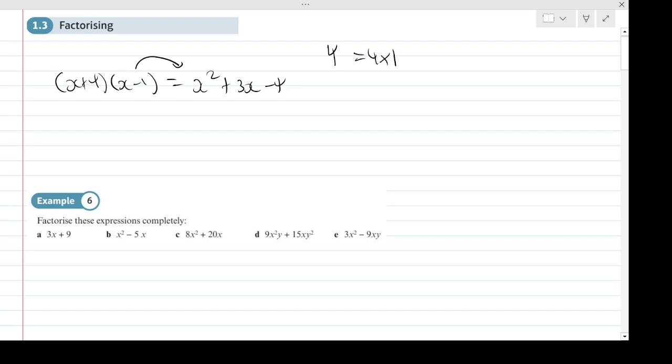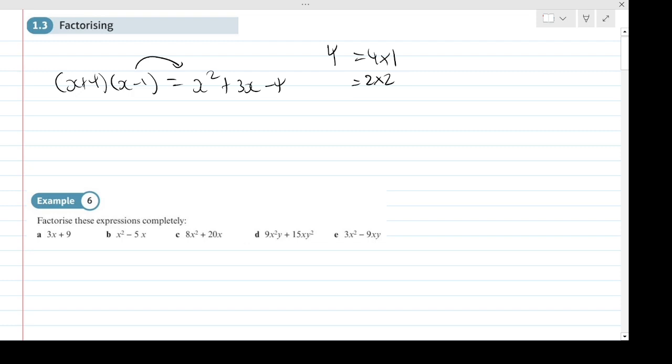That's one factorization of 4. Or we could say 2 times 2, right? So that's the other factorization of 4. Okay, so notice a factorization is a product of factors, okay? So we're tying two numbers together, right? So that's essentially all we mean by factorizing.